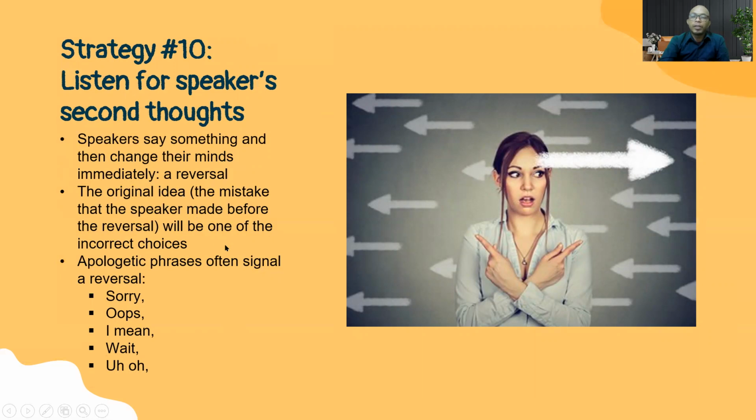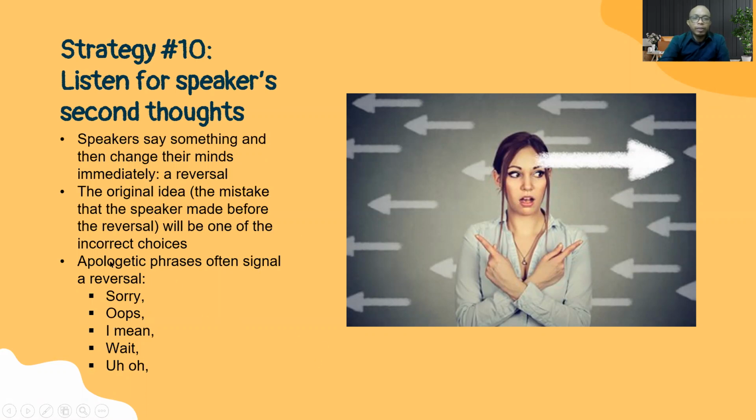All right. Here's an example for you. Imagine that someone asks me, would you like to go out for lunch? And then I said, sure. And then immediately I said, oh, hold on a minute. I have a class at the moment, so maybe next time. So when I said sure, that would be one of the choices. Sure, he would like to go. That would be one of the traps or the distractors in the question.